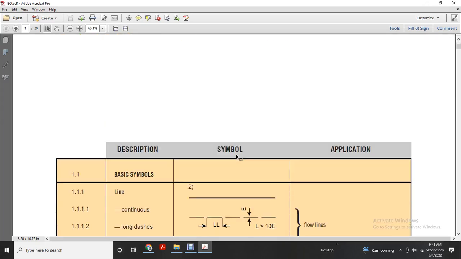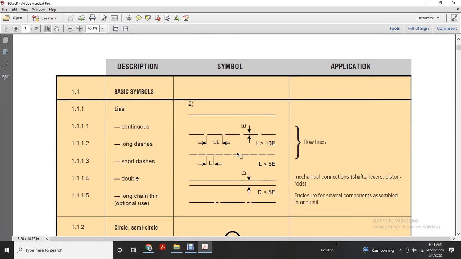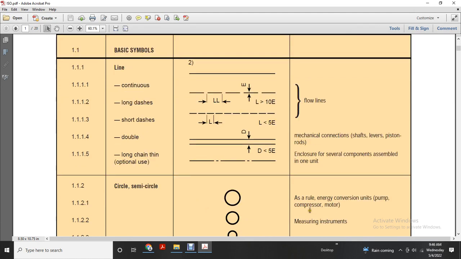Alright, fluid power hydraulics: description, symbols, and application. Basic symbol lines: continuous lines are flow lines; long dashes and short dashes are other lines. Double lines indicate a mechanical connection, such as a shaft, lever, or position rod; a long chain line indicates an optional enclosure of several components assembled in one unit.